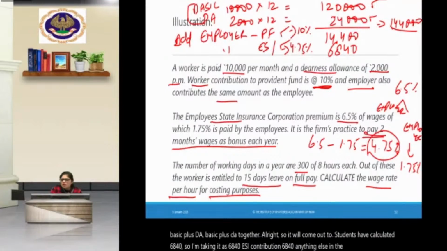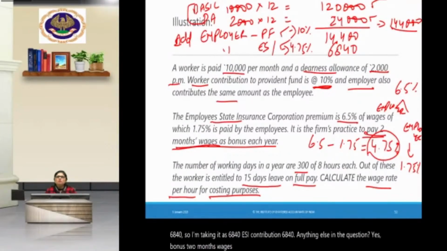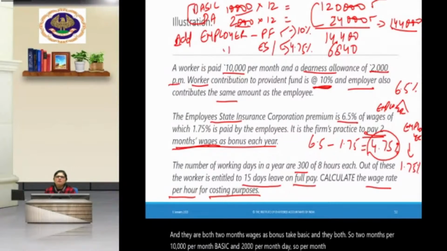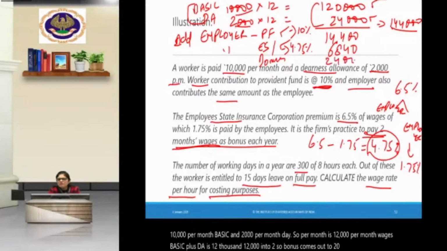Yes, bonus. 2 months wages as bonus. Again, if nothing is mentioned, take basic and DA both. So per month basic is 10,000 and DA is 2,000, so per month wages, basic plus DA, is 12,000. 12,000 into 2, so the bonus comes out to 24,000. 24,000 is the bonus. How have we taken it?